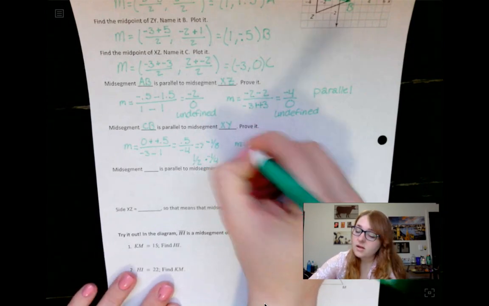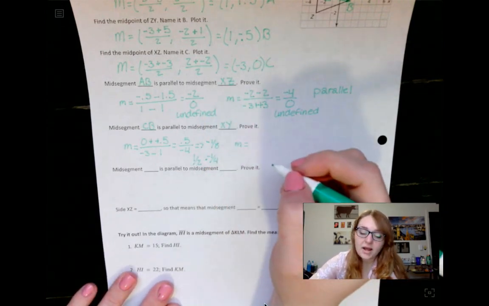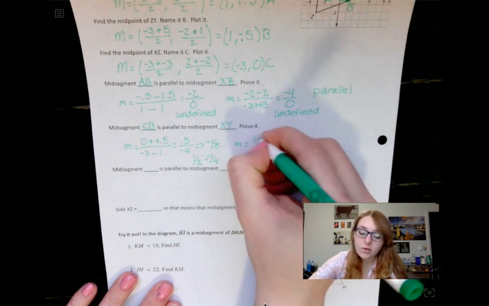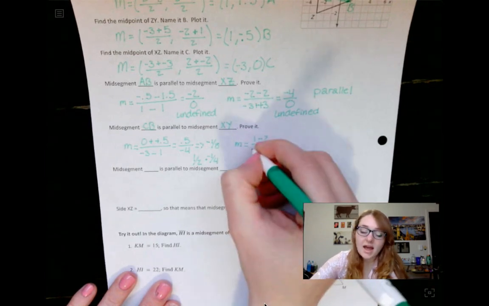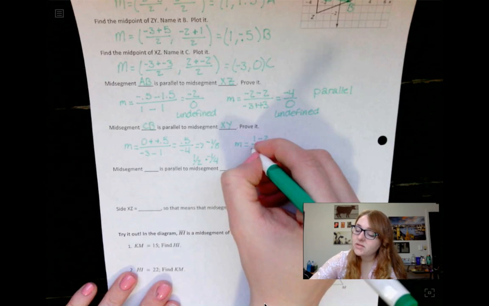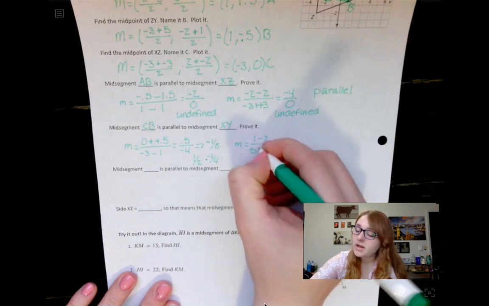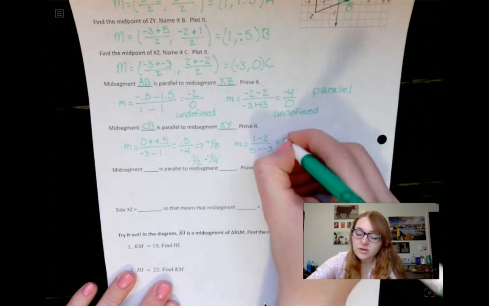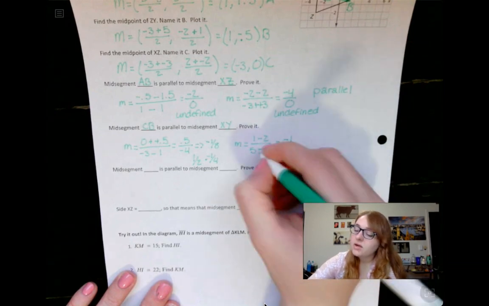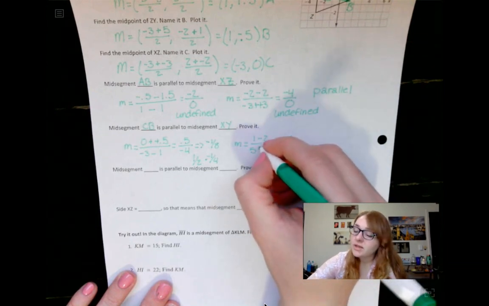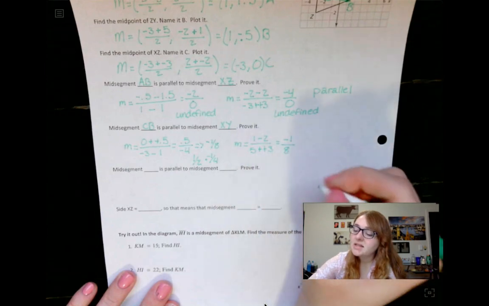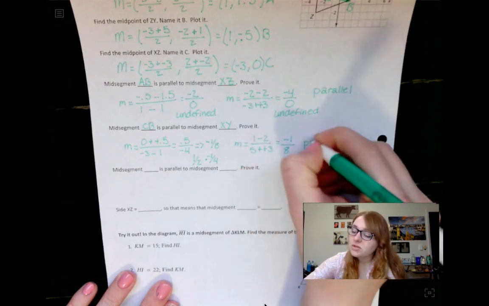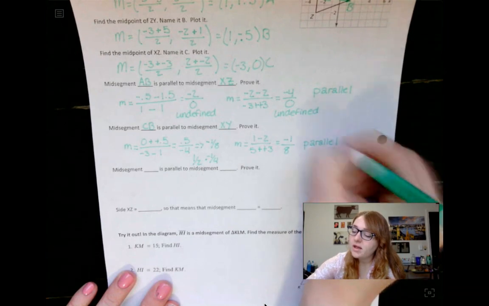And then our second line, XY, we have our lowercase m for slope. Y2 is 1, y1 is 2, x2 is 5, and x1 is negative 3. So 1 minus 2 is going to give us a negative 1. And then here we have minus a negative, which is really adding a positive. 5 plus 3 is going to give us 8. So again, we have negative 1/8. Since they're both negative 1/8, these two lines are in fact parallel as well.